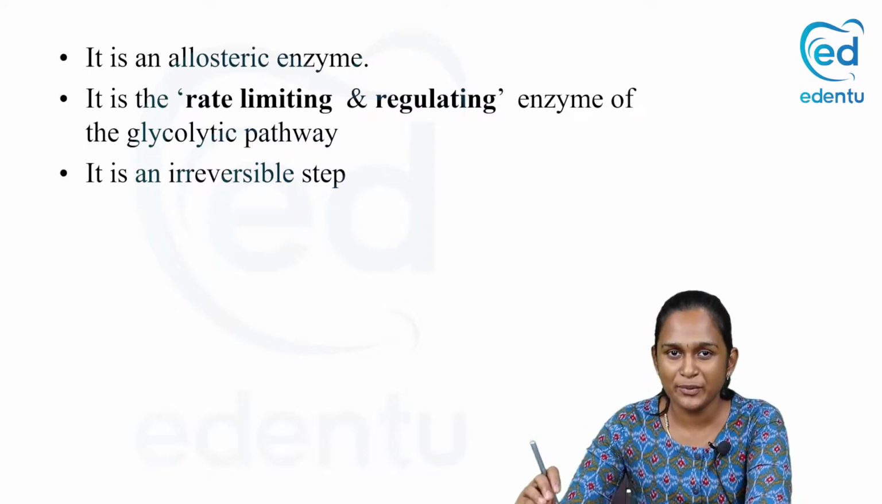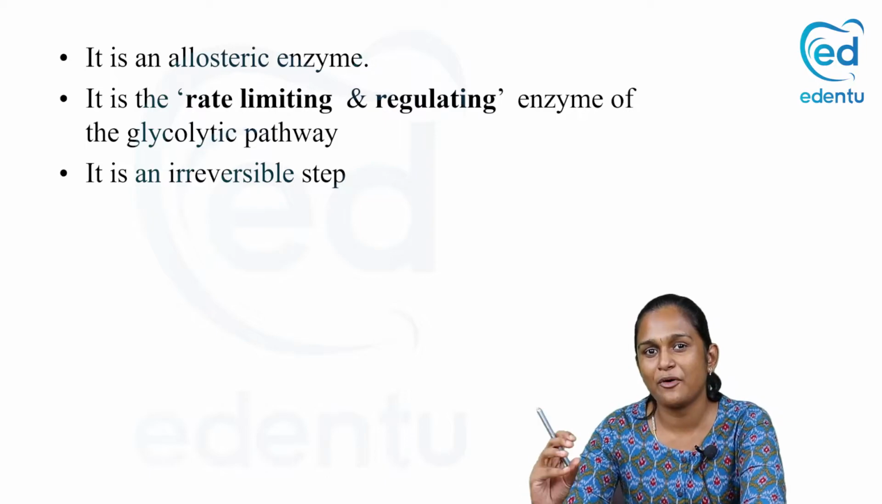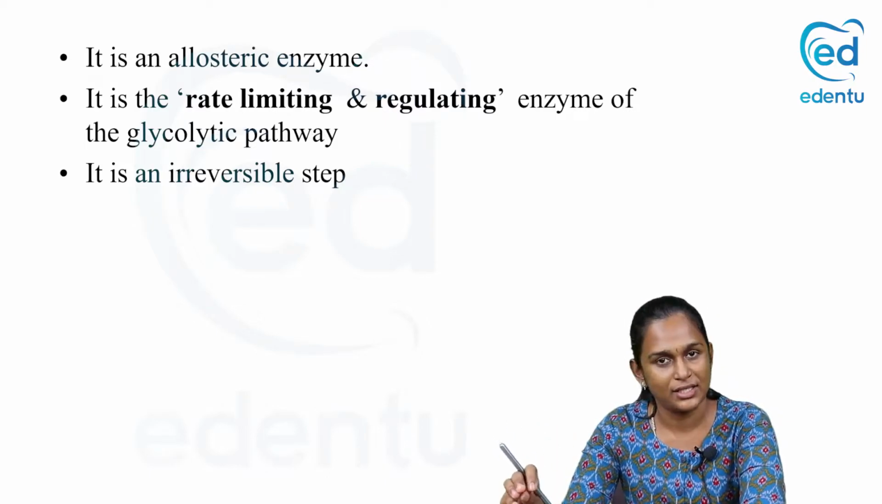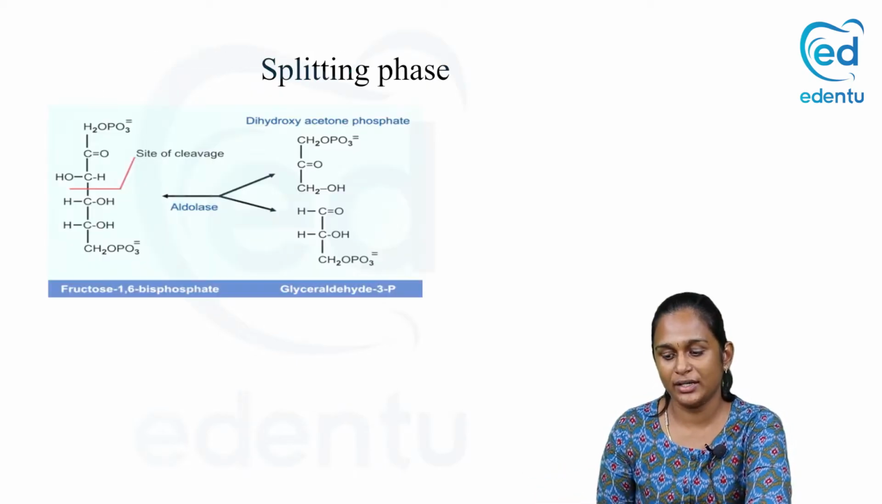So this is a very important step. It is the irreversible step, and it is the rate limiting enzyme of glycolysis, and it is a highly regulated enzyme of glycolysis. Okay, and it is an allosteric enzyme. We have phosphofructokinase 1 and 2.